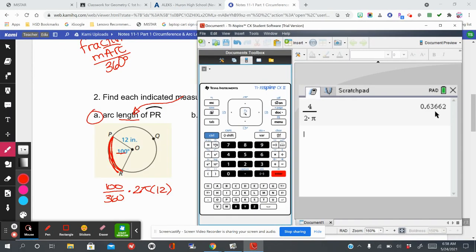If you wanted, you could put this whole thing in the calculator, or you can simplify it. But if you simplify it, you've got to be careful that you don't accidentally simplify it wrong. So if you were to put the whole thing in, and again, not all of you use Inspire, so if you use Mathway or something, it's going to be a little bit different. So 100 over 360 times 2 pi times 12. So we get 20.944, and it doesn't specify what decimal.